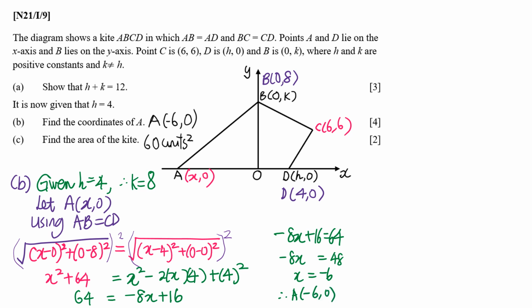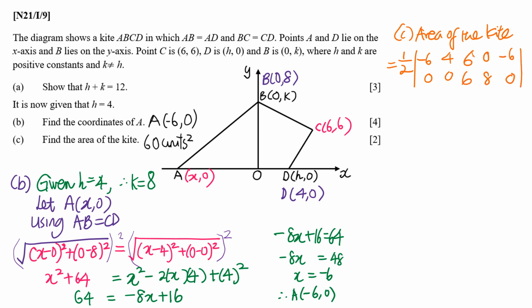All right, so we're done with part B. Part C is relatively easy because we already know all 4 points, A, D, C, B, and we can just go ahead and use the shoelace method. Of course, there are other methods, but I think the shoelace method is easier. Remember, the formula has a half with 2 vertical lines, and you must take the direction in an anti-clockwise direction. That's very important, take note of it.